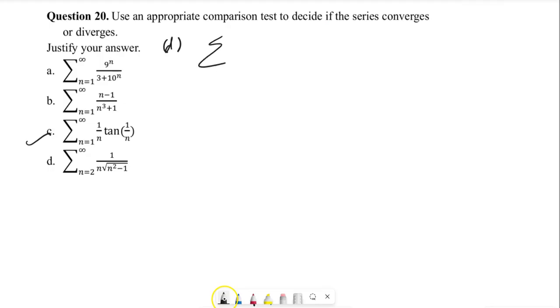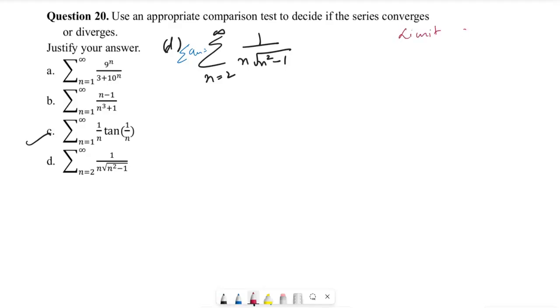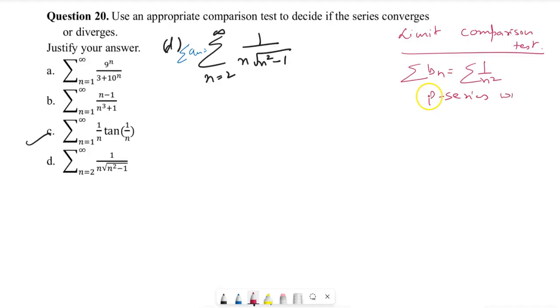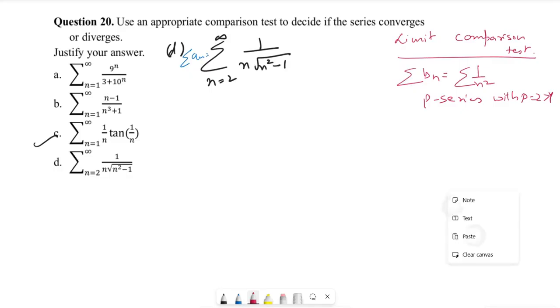Let's work on part D. The series is 1 divided by n times the square root of n² minus 1, with n from 2 to infinity. So for this one, let's name the original series sigma an. I'm going to use the limit comparison test, and I'm going to come up with bn as sigma 1/n². We already know that this is a p-series with p equal to 2, which is more than 1. Therefore, sigma bn converges. This we already know.